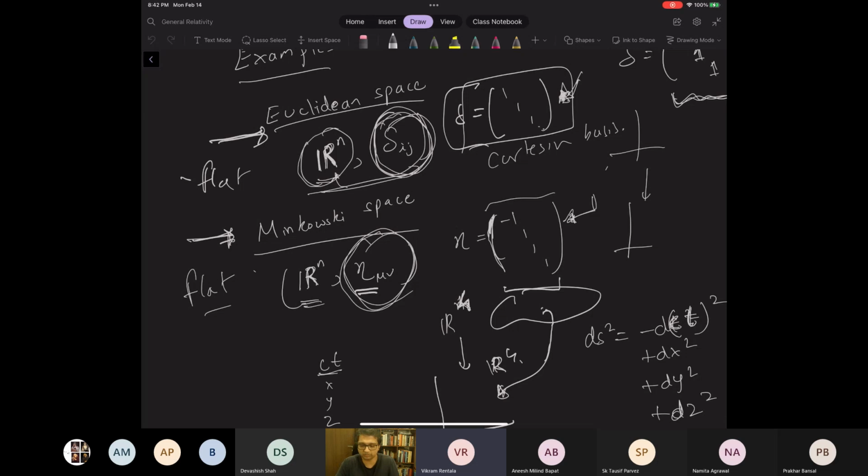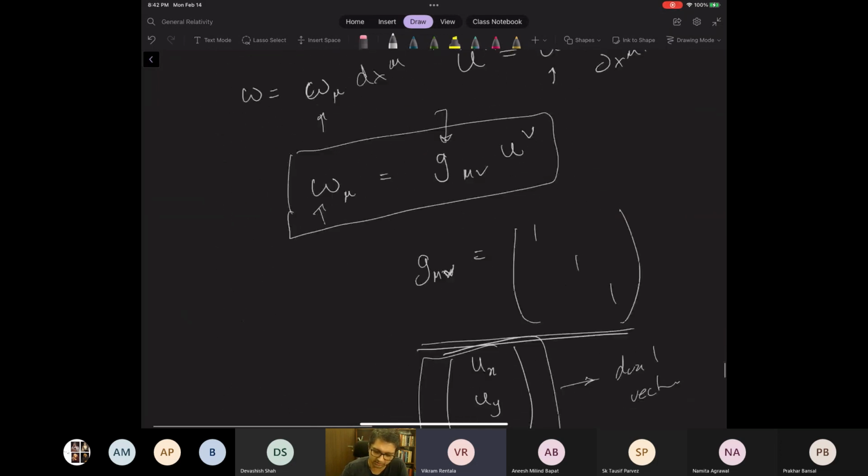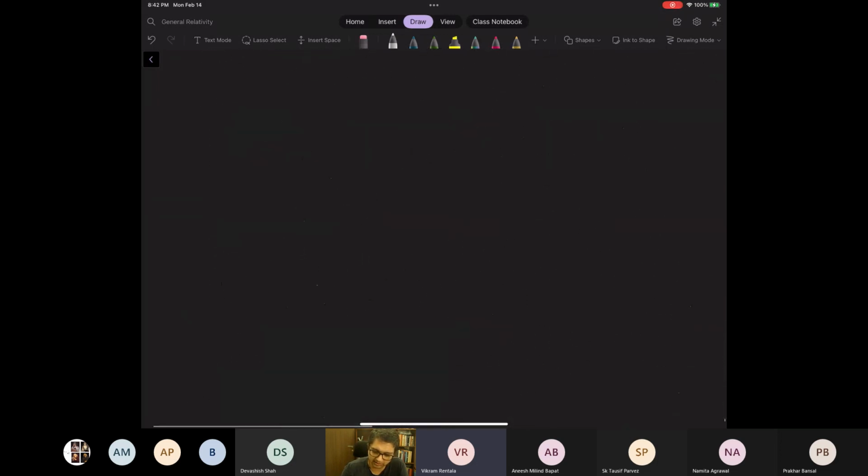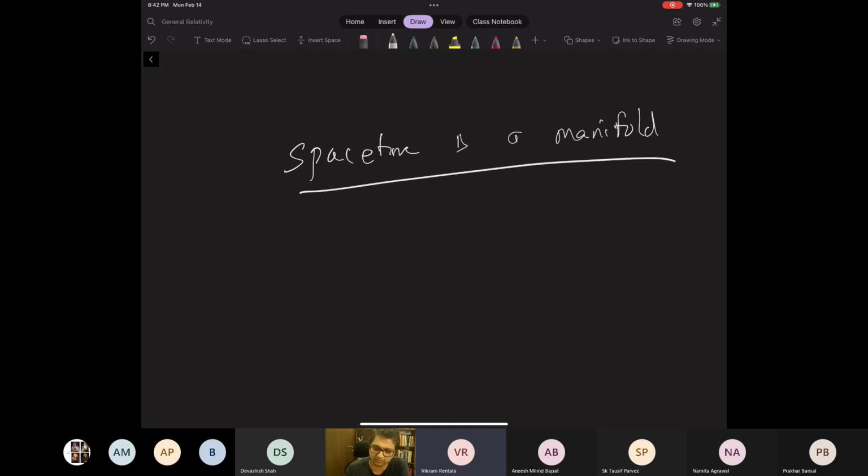Minkowski spacetime is a specific example of a pseudo-Riemannian manifold. Our entire discussion is very general here. Let me just tell you what the rules for gravity will be. We'll say that spacetime is a manifold. Actually, we'll discuss this only after the midterm, but spacetime is a manifold, and this manifold has no metric.